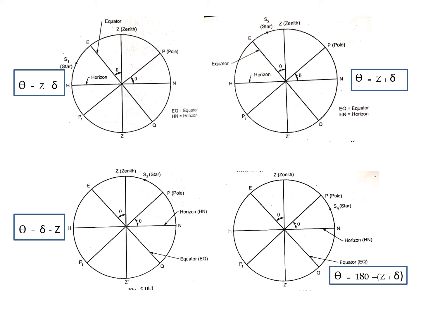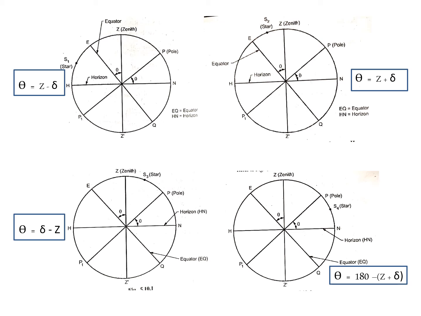Now come to this third case. You can see now the star will be appearing between the zenith and the pole, and the last one, the star will be coming between the pole and the north direction. So basically, this north edge, which is shown as the horizontal plane, this edge you may consider as the south also. Now come to the first case.